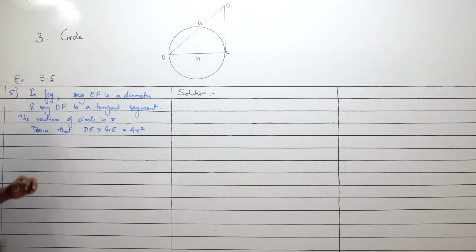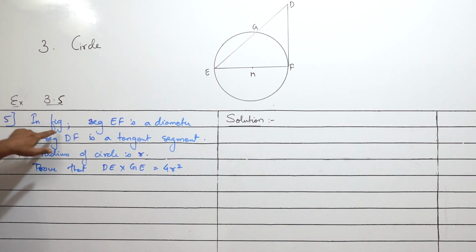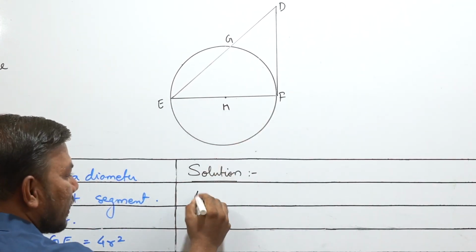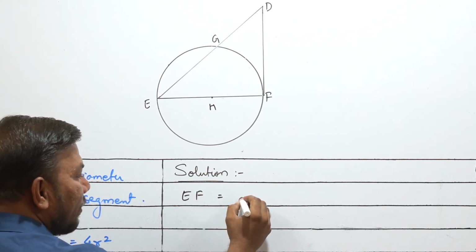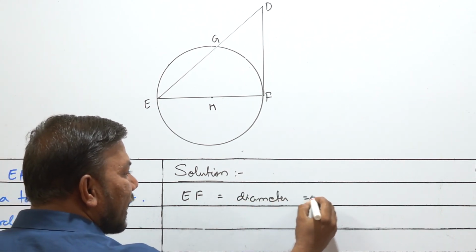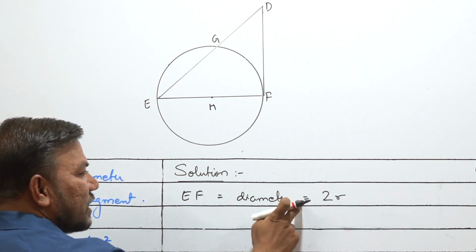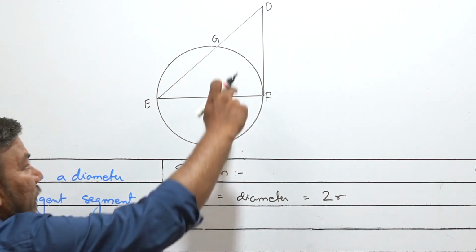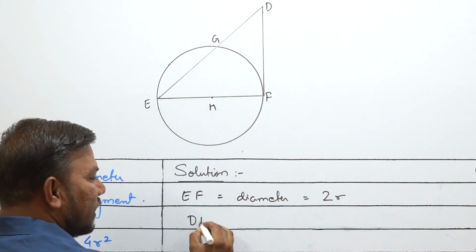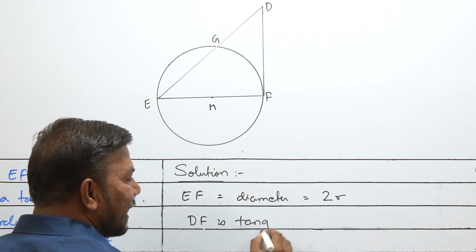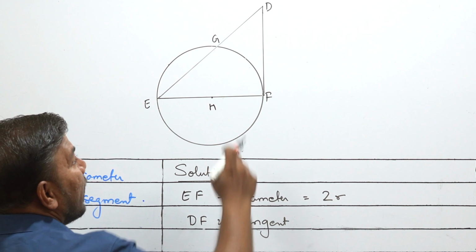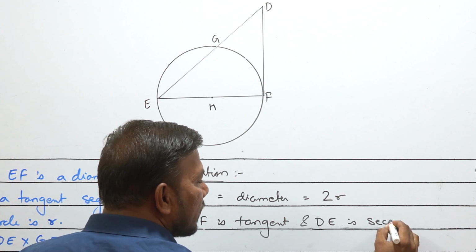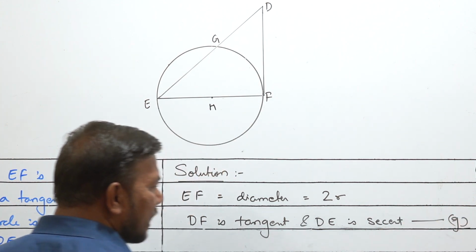So the next sum, that is the fifth one. In this diagram, what they have said is EF is a diameter. EF is a diameter, and diameter means double the radius. So EF is equal to 2R. First of all I'll write that. And DF is a tangent segment. DF is tangent. And DE is secant. Both of these things are given.